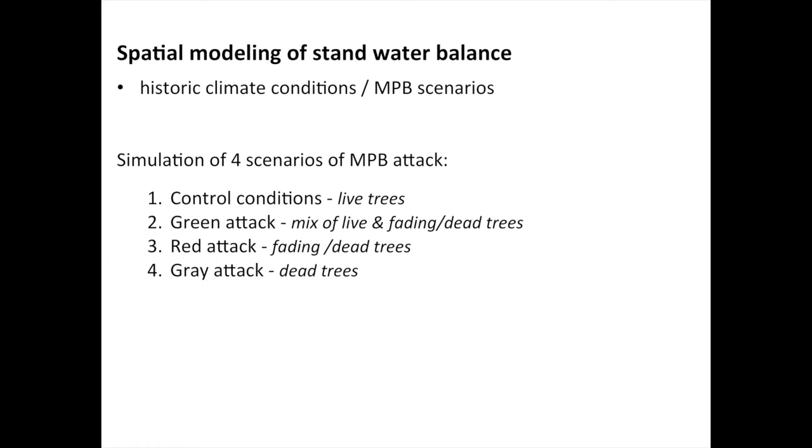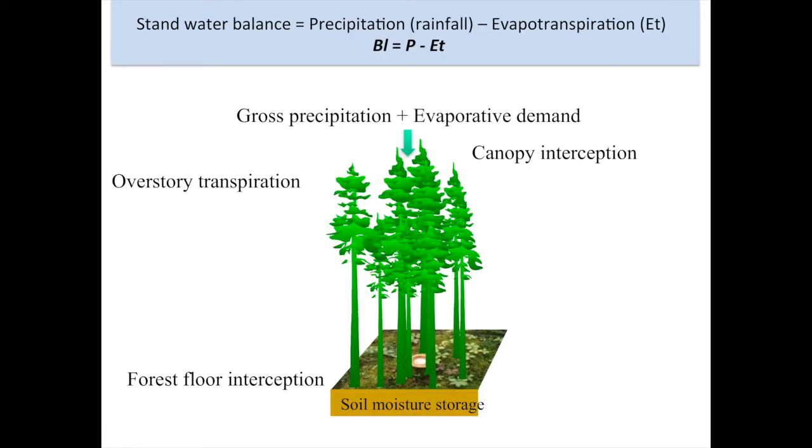So we decided to explore the hydroclimatic conditions with these Mountain Pine Beetle scenarios. We have 4 scenarios simulated. We have the control conditions, where we have live trees. We have the green attack, where we have this mix of live and fading and dead trees. The red attack, where we only have fading and dead trees, and the gray attack, where we will only see dead trees. So this is the basic framework of what I'm going to talk about. The water balance, WB, is going to be equal to precipitation in terms of rainfall minus evapotranspiration, meaning ET, right?